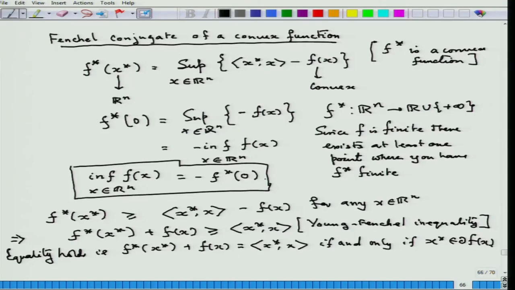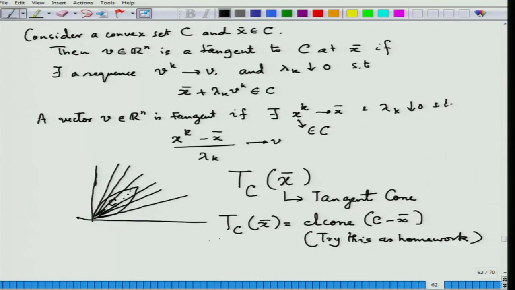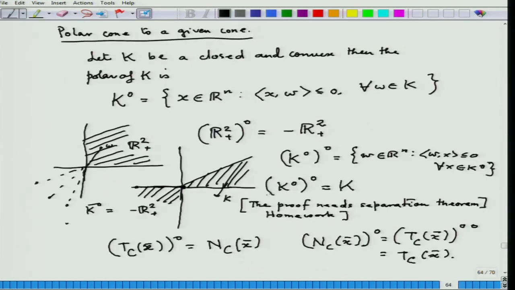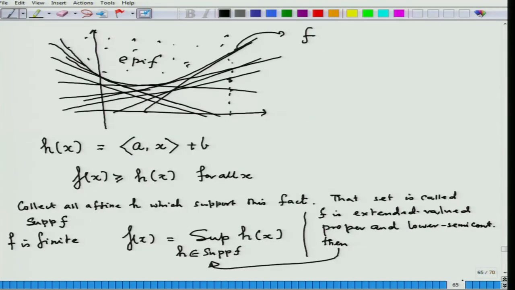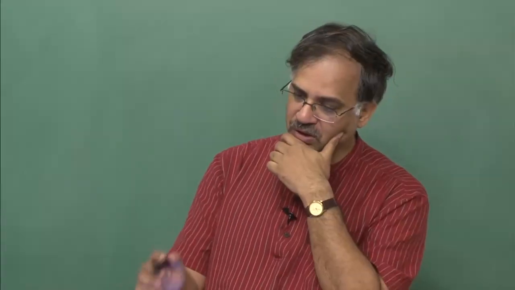So, tomorrow we are going to give examples, and we are going to prove what we had said, that k naught naught is k, and let us see what we had given you in the homework. We have given you this to prove. This is what the tangent cone is when C is convex. It follows from this definition. And of course, we are going to prove this fact. But before we do so, we would give a repertoire of examples of the pair f and f star.